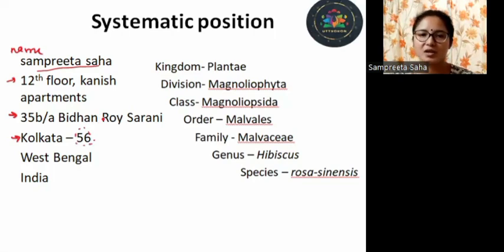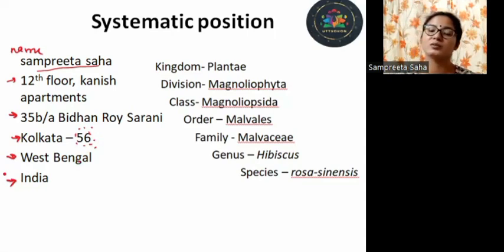So this pin code will help the person who is out to deliver me the letter to locate me with the help of the pin code. Next, where does this Kolkata lie? The city of Kolkata is situated in West Bengal. So you have to mention West Bengal. And where is West Bengal? It is inside India. So all these details are necessary details.